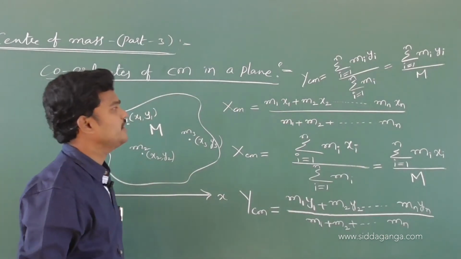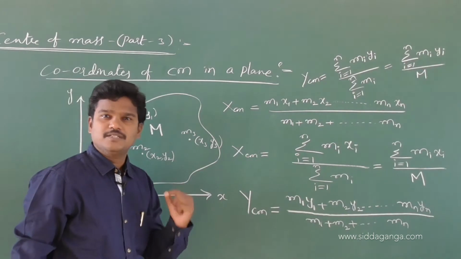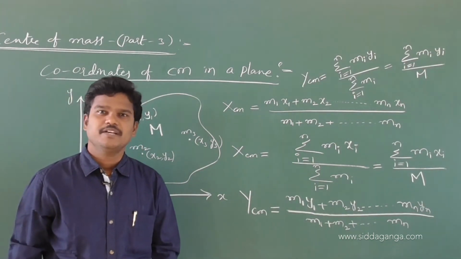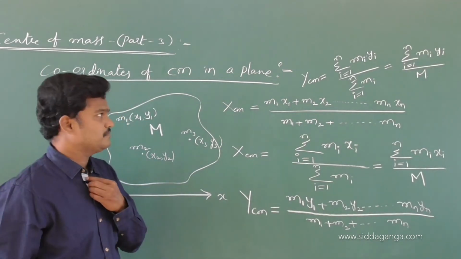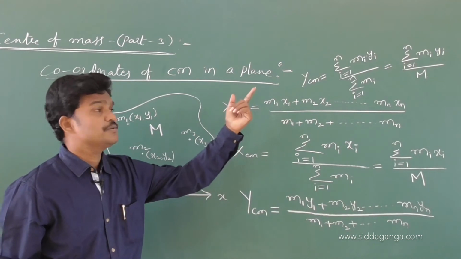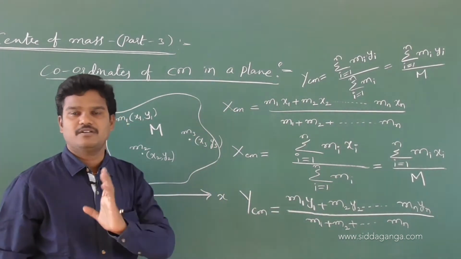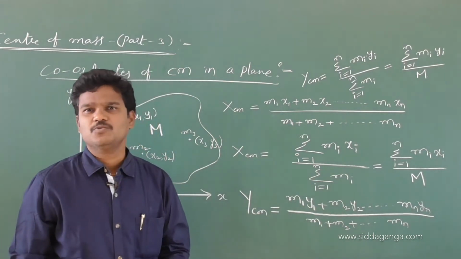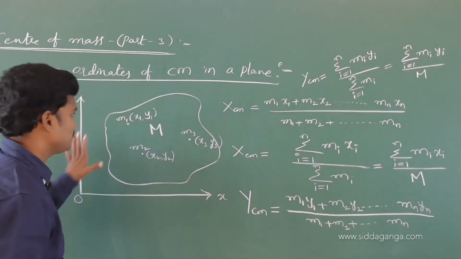ZCM also the same way, like M1 Z1 plus M2 Z2 plus M3 Z3 and so on up to Mn Zn, divided by M1 plus M2 and so on up to Mn. And we can write summation of i equals 1 to n, Mi Zi, divided by the total mass of that rigid body.